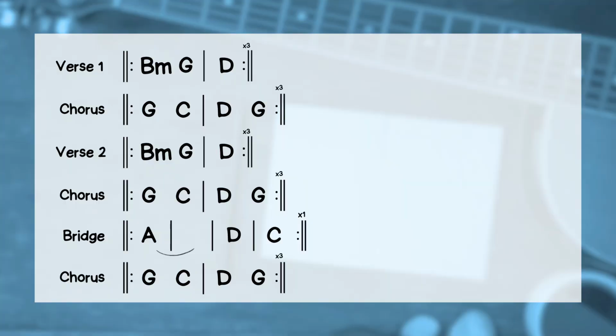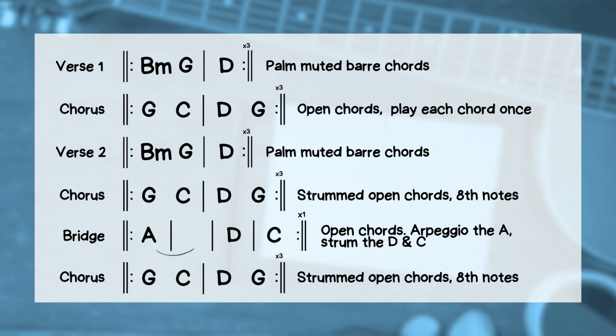And the bridge is an opportunity, obviously, to do something completely different. So we're holding on to that A major chord for quite a while. That could give us the opportunity to do a nice arpeggio pattern where we pick out the notes individually, and then when we go to the C and the D, we can strum them like the chorus. Let's do a quick recap.